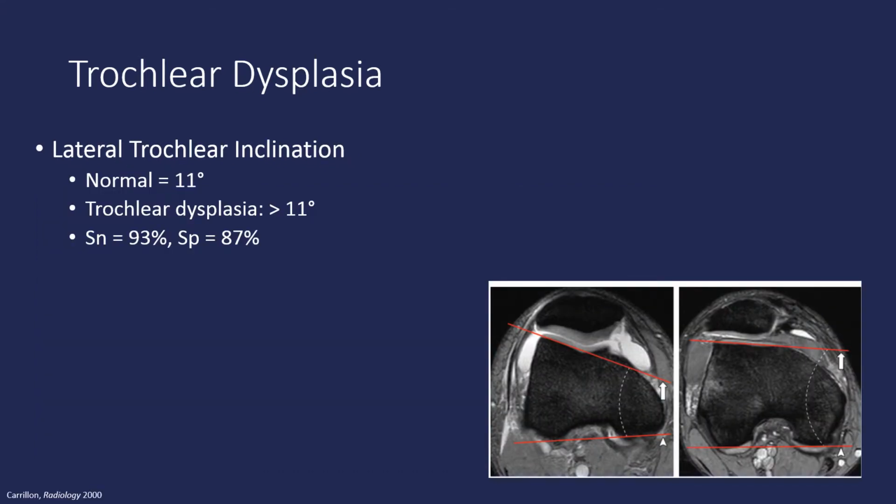The normal lateral trochlear inclination angle is approximately 11 degrees, with trochlear dysplasia identified as angles less than 11 degrees. The sensitivity is quite high for this measurement.